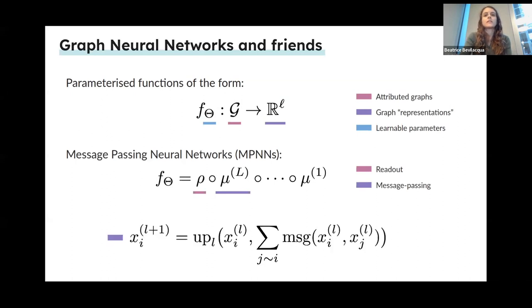Arguably, the most popular form of GNNs are message passing neural networks, or MPNNs, which consist of multiple message passing layers followed by a readout function that produces a final graph representation. These message passing layers are responsible for updating the representation of the nodes, and the representation of a certain node i at layer l plus one is obtained via an update function that takes as input the representation of the node at the previous layer and the aggregation of the messages coming from the neighbors of i.